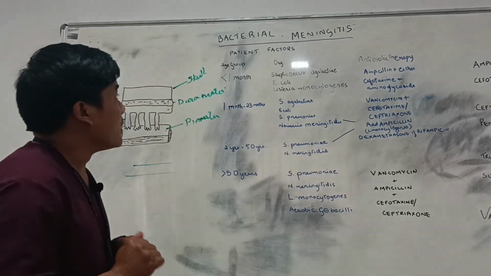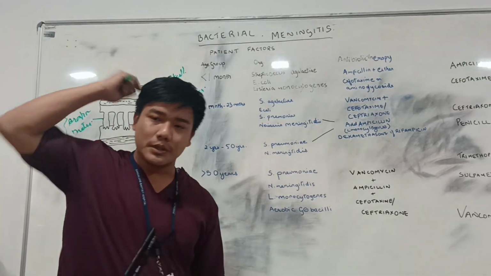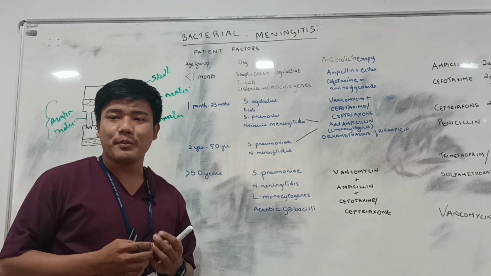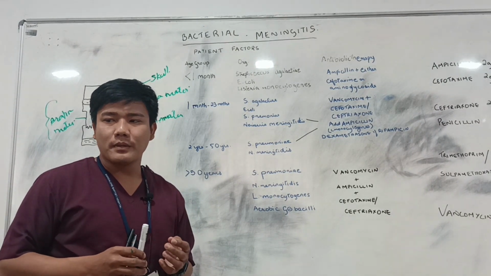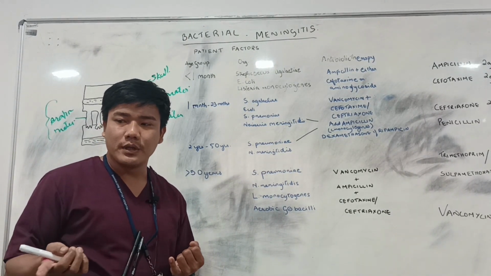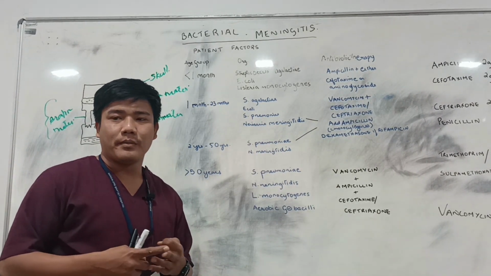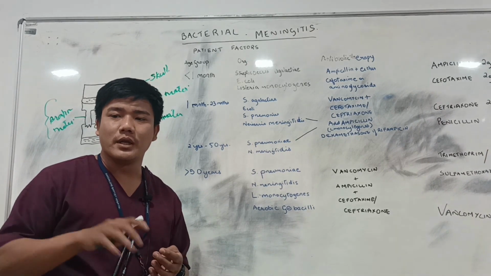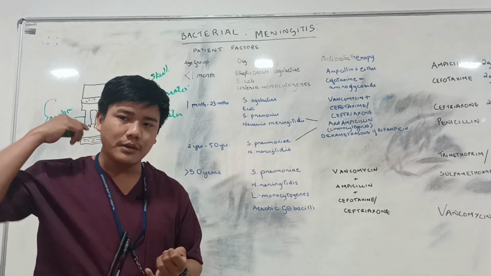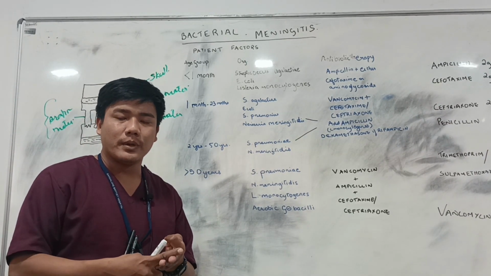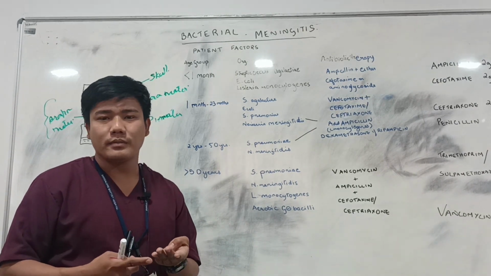So what are the symptoms of bacterial meningitis? Can you tell? Photosensitivity, neck rigidity, yes. Headache is there, yeah. Four main symptoms are there: neck rigidity, fever, photophobia, and headache.